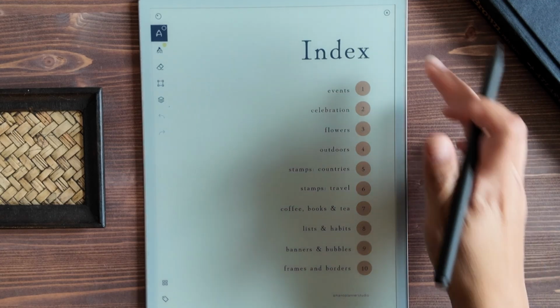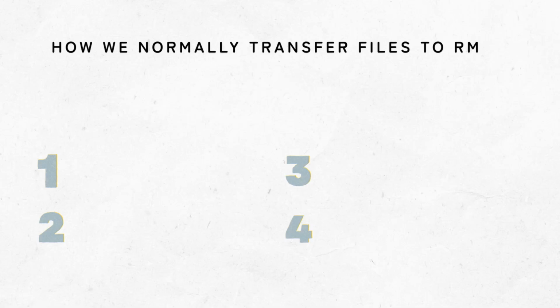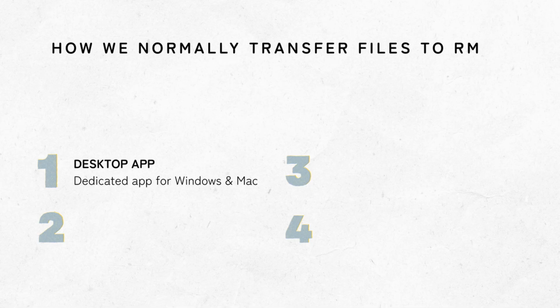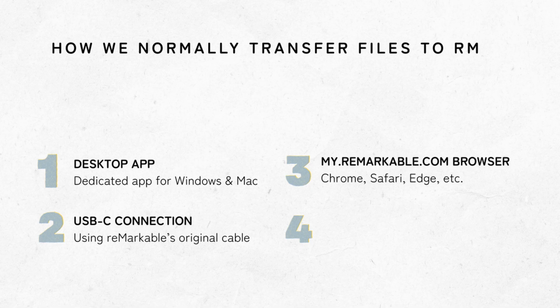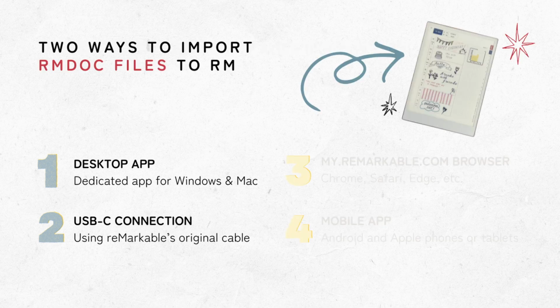So there are four ways that people usually transfer their files over to the reMarkable. One is through the desktop app. The second one is through the USB-C connection. The third is through the my.remarkable.com account on your browser. And the fourth one is through the mobile app. And out of these four, only the first two will work: the desktop app and the USB-C connection.